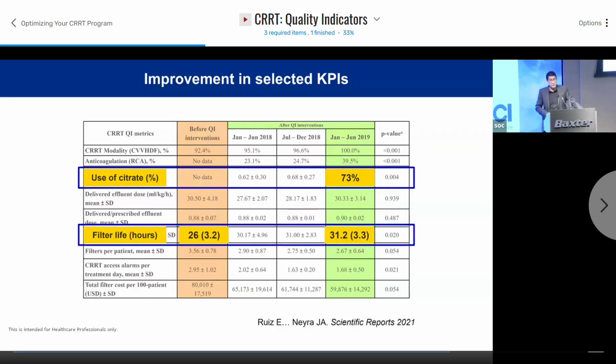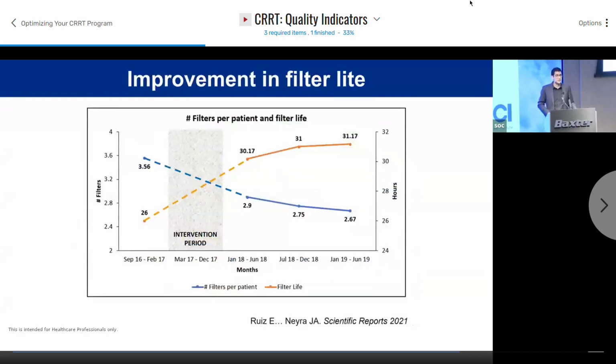And the filter life, right? We were talking about filter life a lot. When we started, our filter life was 26 hours on average. We went up in a few months to 31 hours. It may look small, but this was only a few months. And if I heard correctly, I think this has kept going up, as Amy commented to me yesterday, because this is a very strong practice with good use of citrate. Access alarms per treatment day, we were able to go down from 3 to 1.7, so almost reduced to half.